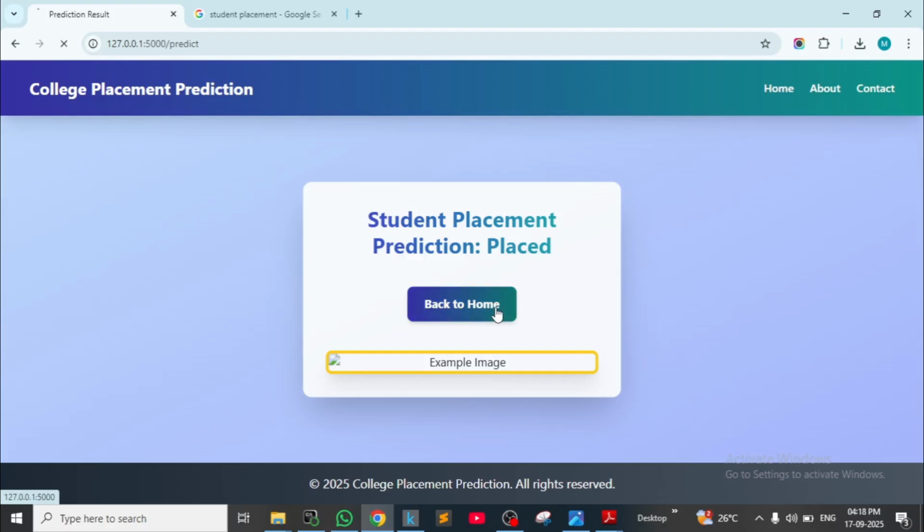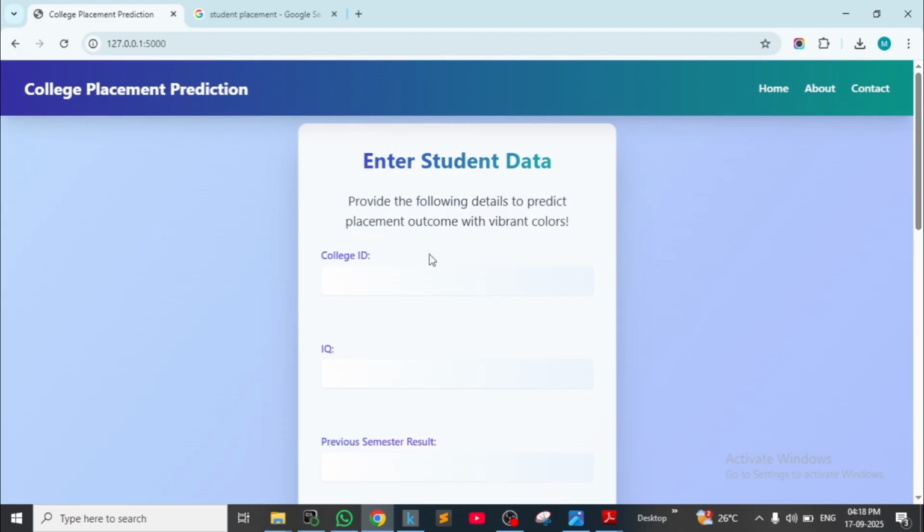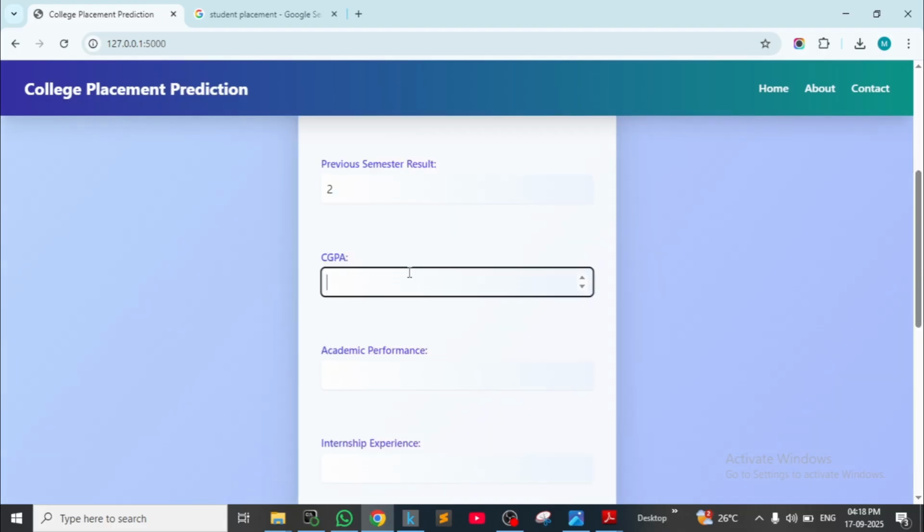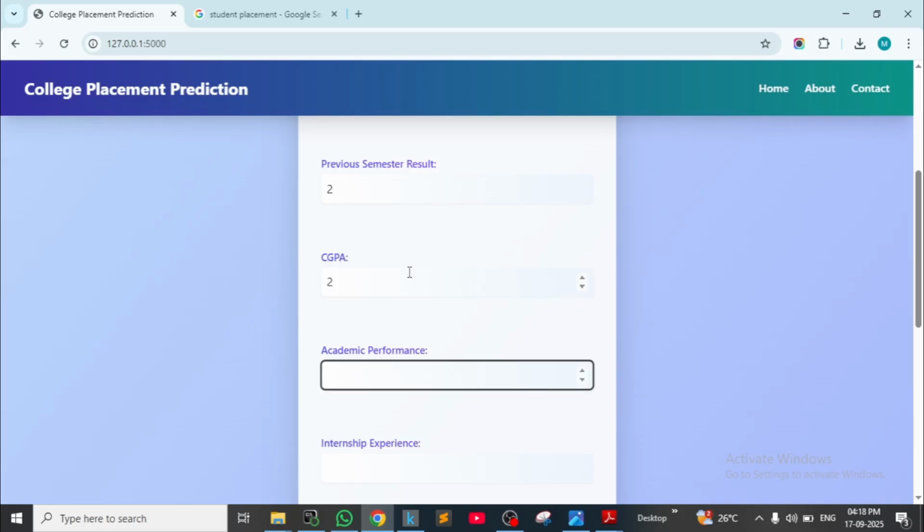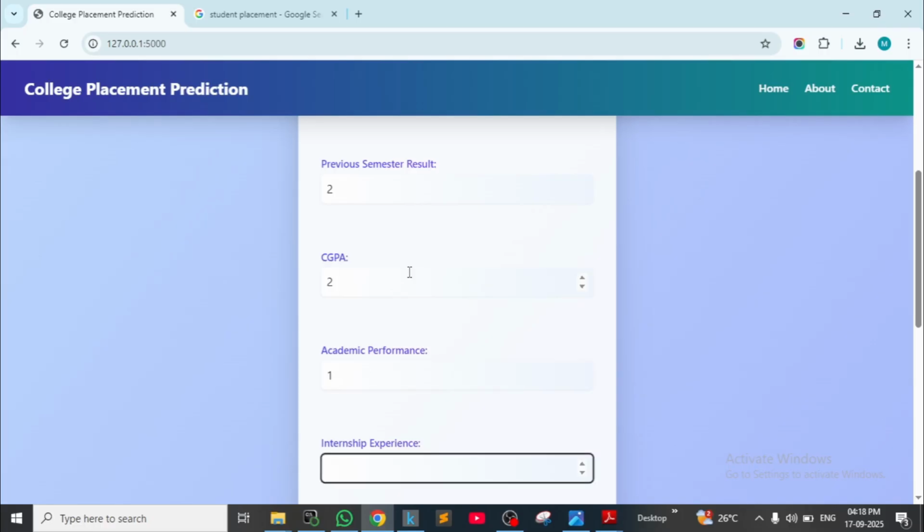Now we will see another result. Enter the college ID as something like 43. Next, provide the IQ as 1. Next, previous semester result as 2. Next, CGPA as 2. Next, academic performance 1, internship 0.